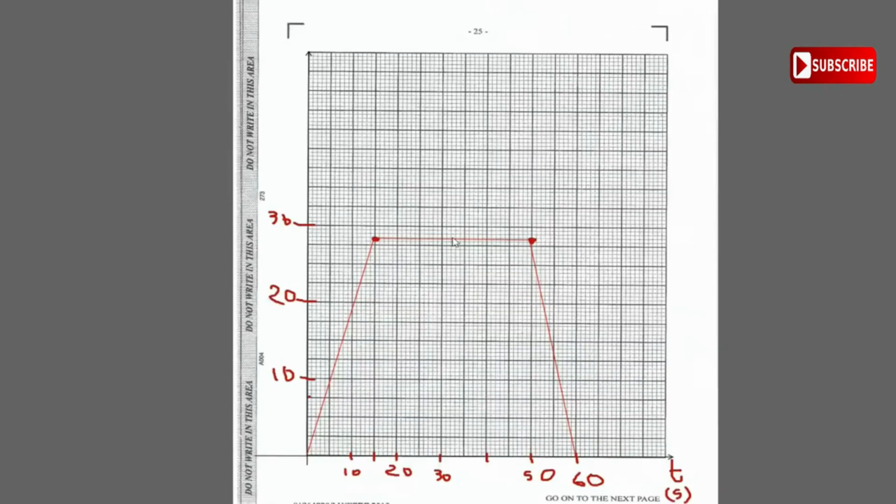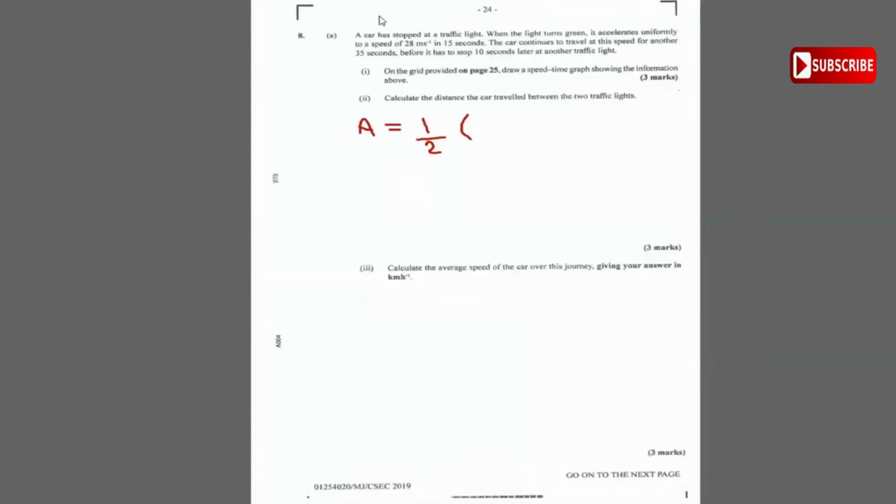Now A is this side. The length of this here, from 15 to 50, is 35. So it's a half of 35 plus 60, multiplied by the perpendicular height. And the perpendicular height is 28. So whatever this works out to be is the distance traveled between the two.